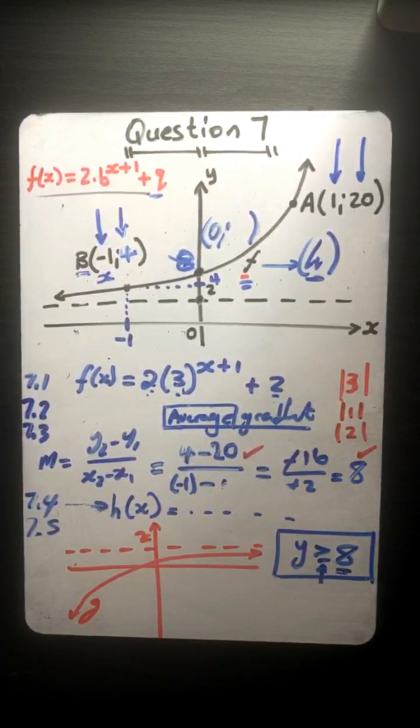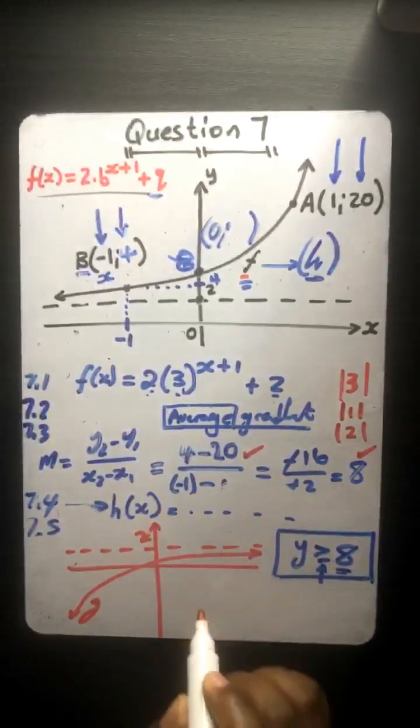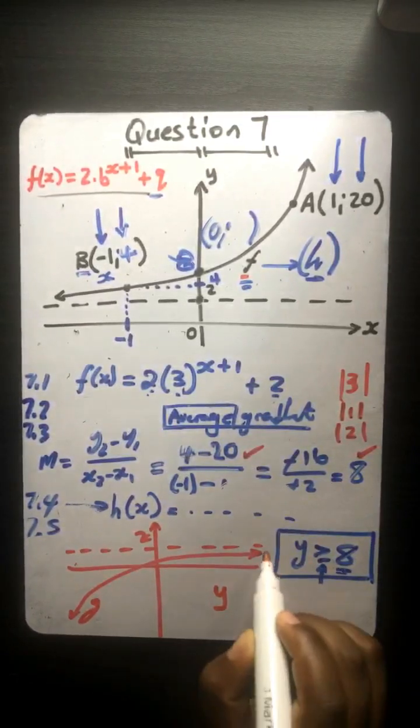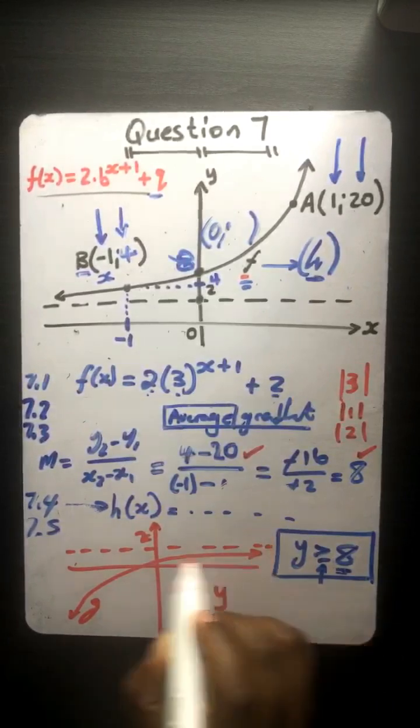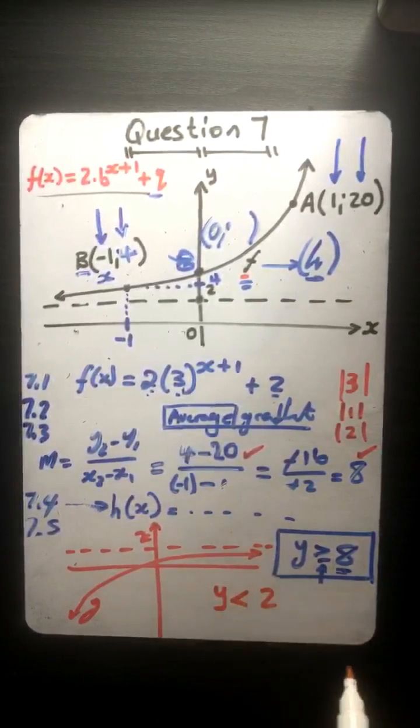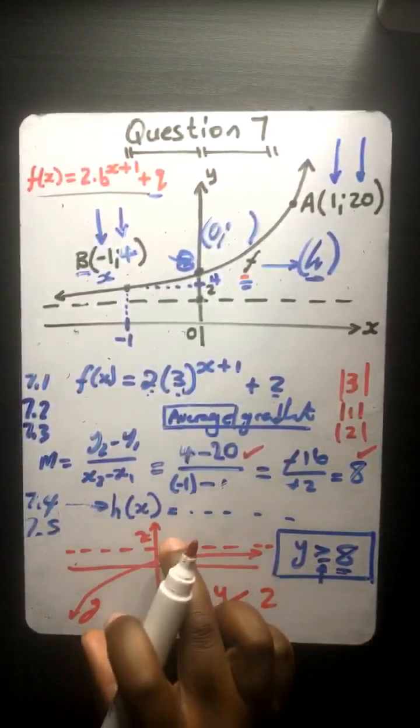So, is it ranging above or below? It's below. It's below 2 because it's not touching 2, isn't it? The line does not touch. Yes, you are right. It will never touch or cross that. That is why you're going to say y is below 2. So that is the range for g there.